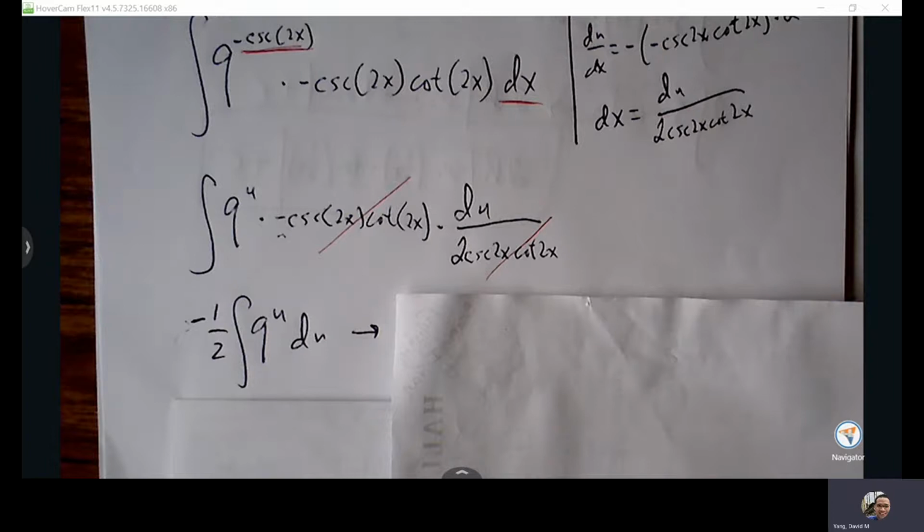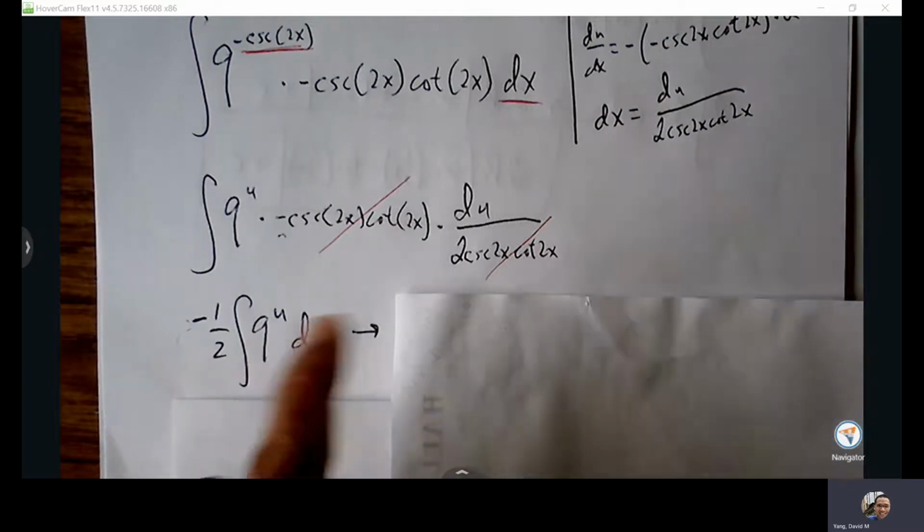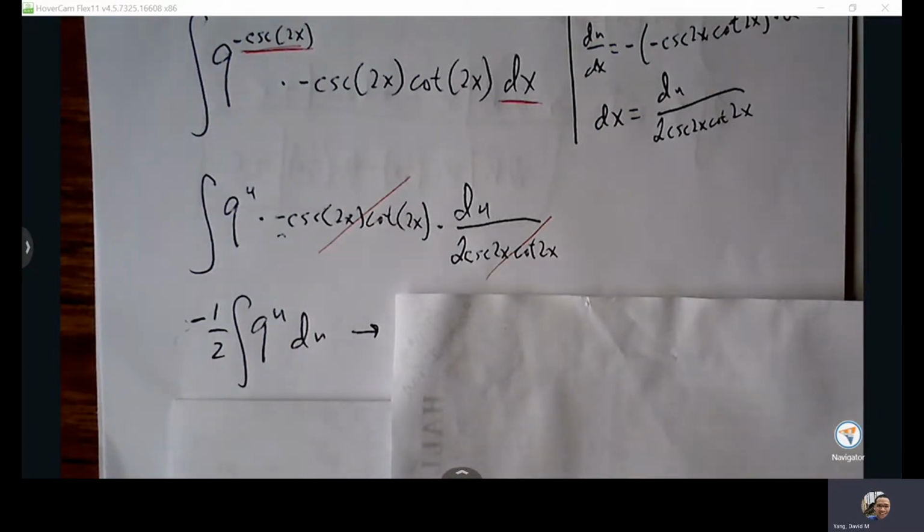Now that matches nicely with our a to the u rule. A couple of things that I saw on the quiz that I want to make sure that we are careful about. I know it feels like you can merge the negative 1/2 and 9 together, make it negative 9/2. But why can't we put those two things together?